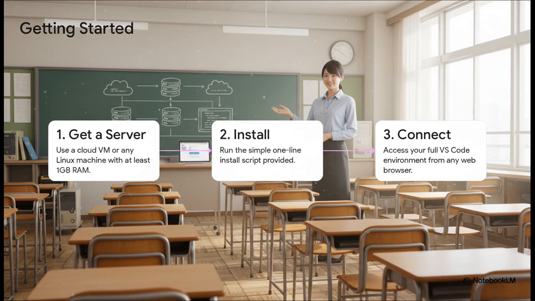And you might be thinking, okay, this has got to be hard to set up, but really it boils down to just 3 simple steps. 1, you get a server, a brain. This could be a cheap cloud computer or even an old PC you have at home. 2, you run a single line of code they give you which installs everything for you. And 3, you just open your browser and go to your server's address. That's it. You're in. You're coding.